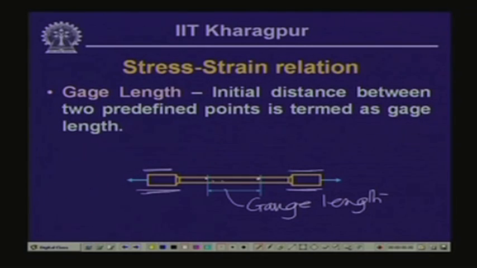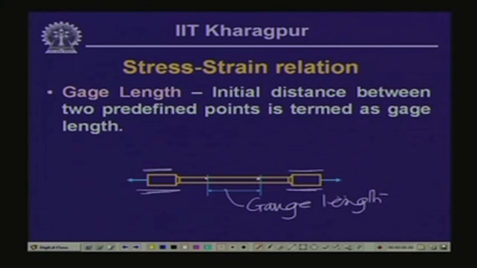So, this is the initial distance between two predefined points, and this we call the gauge length. And as I said, this length we consider in between the bar and a little away from the grip zone, so that this particular zone is not affected by the force distribution or the stress distribution in the grip zone.